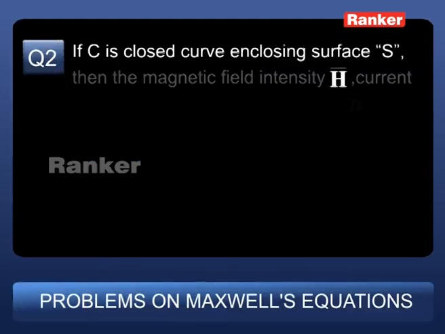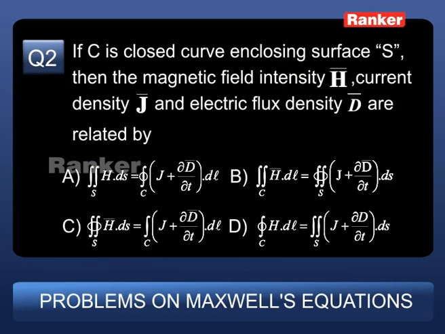Now the second question was given like this. If C is a closed curve enclosing surface S, then the magnetic field intensity H bar, the current density J bar and electric flux density D are related by. The options are like this. Option A is the surface integral of H ds. The surface integral we are considering is an open surface.